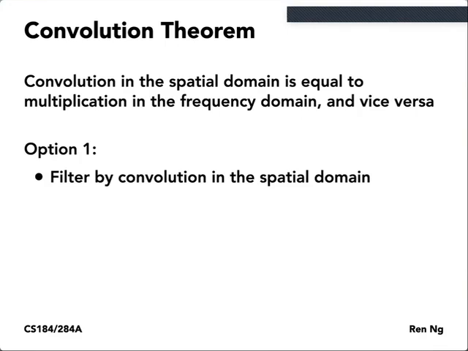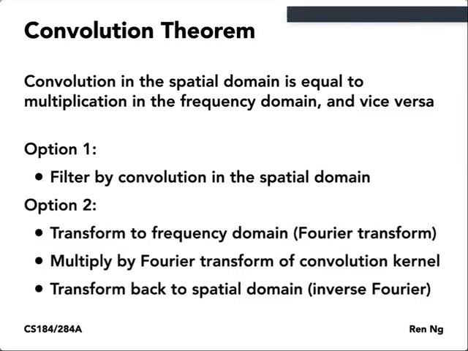So convolution in the spatial domain is equal to multiplication in the frequency domain, which means that we have two options for implementing a filtering in the frequency domain. We can filter by convolution in the spatial domain by the filter in question, or we can transform the filter into the frequency domain to get the Fourier transform of the filter, and we can multiply the Fourier transform of the convolution kernel and the signal in the frequency domain, and then transform back to the spatial domain. If you've seen convolution theorem, convolutions or Fourier transforms before, this will make perfect sense. If you haven't, this would be kind of a lot of word garbage.